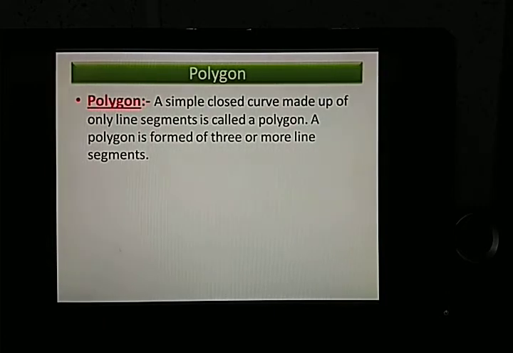Since it is a closed curve, if it is less than 3, then it will be open. It will not be a closed one. So it should have at least 3 line segments, made up of 3 line segments or more. And it should be a simple closed curve. Only then we can say it is a polygon.